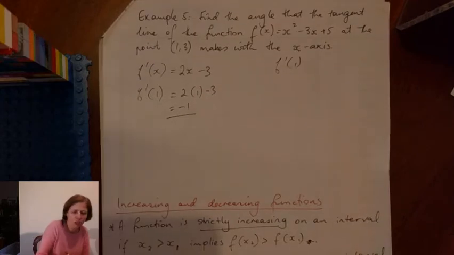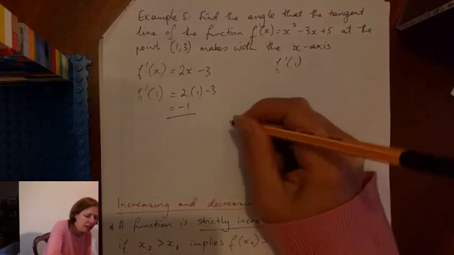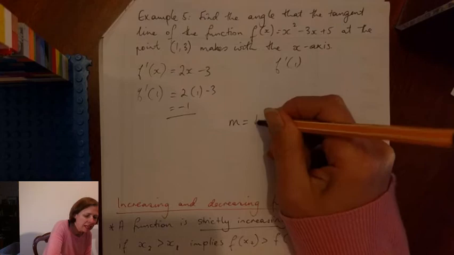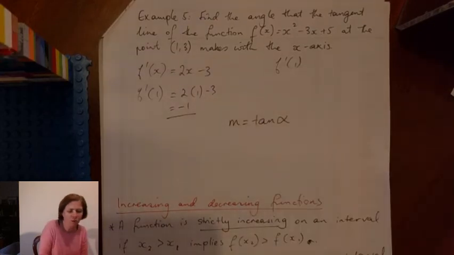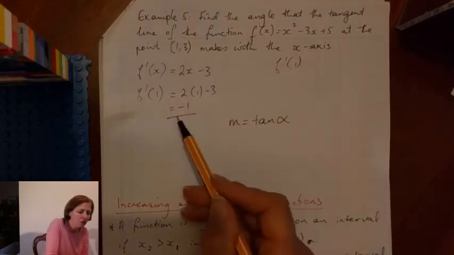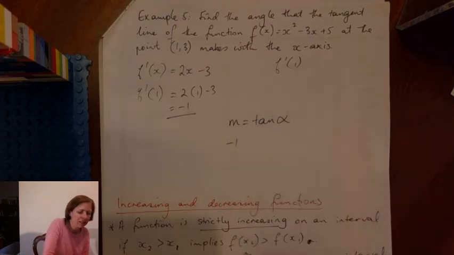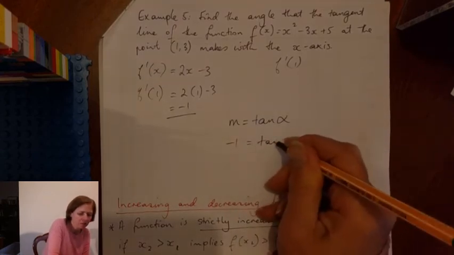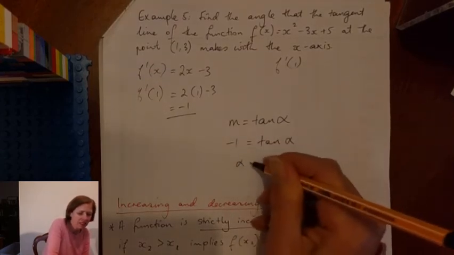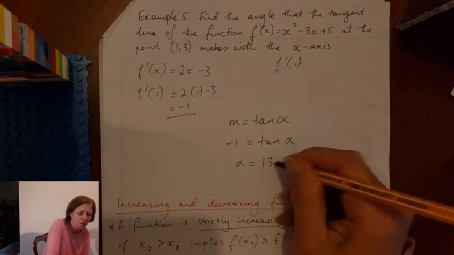So I'm going to use the equation which is on the previous page, which is this, m equals tan alpha, where alpha is the angle I'm looking for. The gradient I've just found, it's negative 1. Okay, and this is going to give me alpha equals 135 degrees.